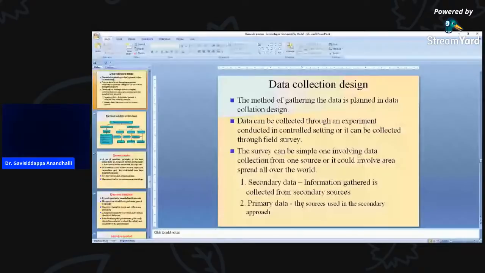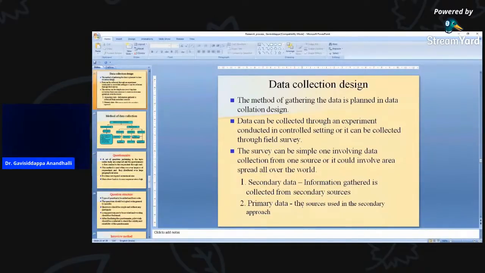Data collection design, usually the method of gathering the data is planned in the data collection design. We follow three data collection methods. One is the questionnaire method, the interview method, and the observation method you can use for the collection. Before that you have to design the questionnaire, and data can be collected through the experiment or through the observation. If it is in the natural sciences, usually it will follow the experimental design. If it is a social science, we will go through the questionnaire based method for data collection.